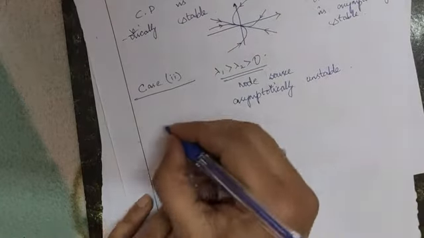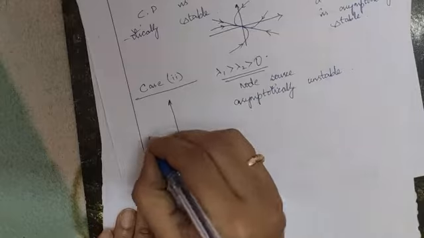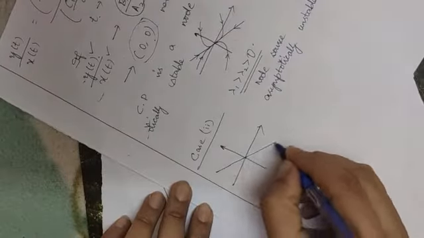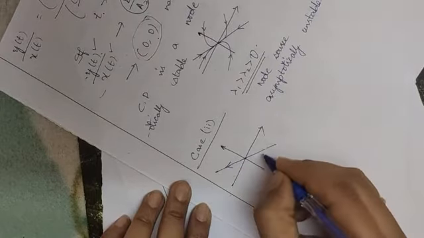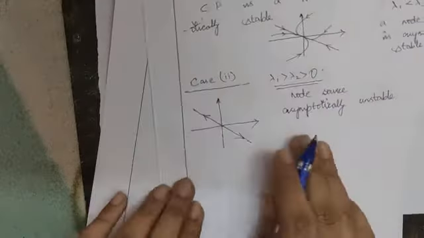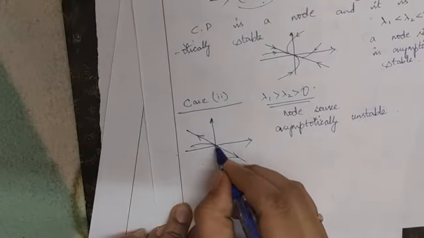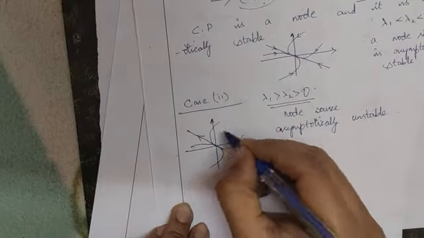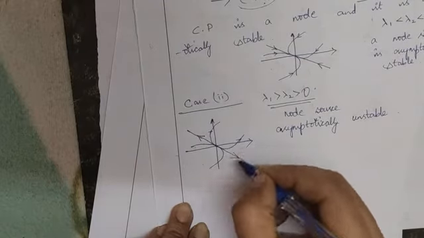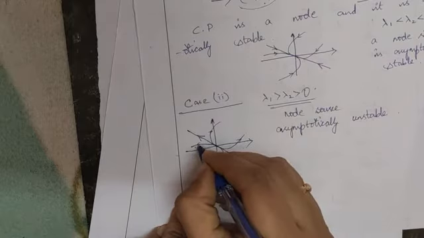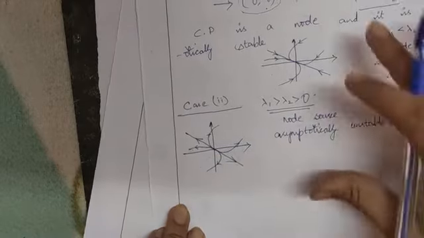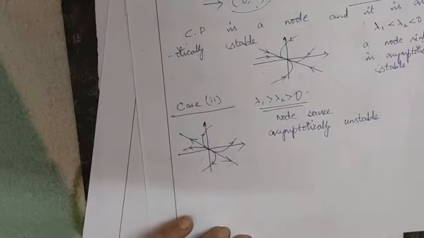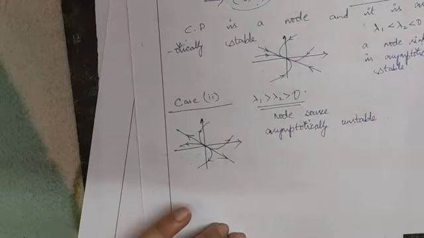Okay, so graphically I can represent that as moving away from the origin. This is how it will look, moving away from the origin. So these two are the cases when your eigenvalues are real and distinct and of the same sign.